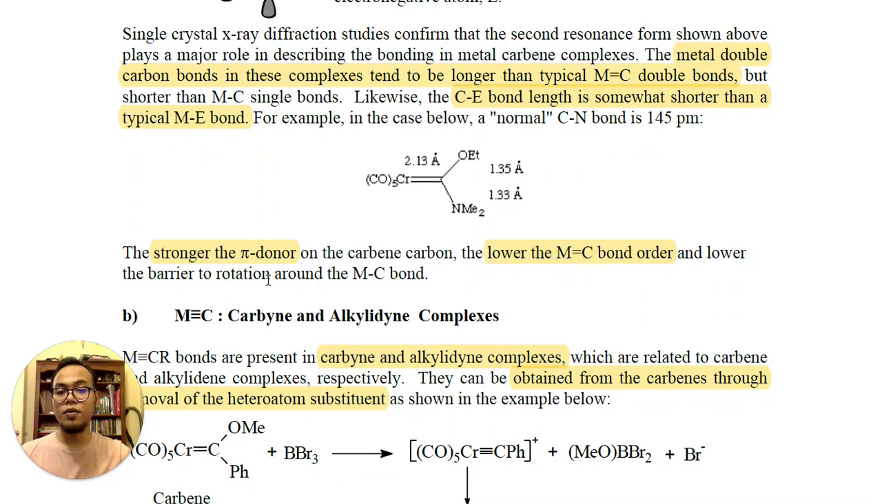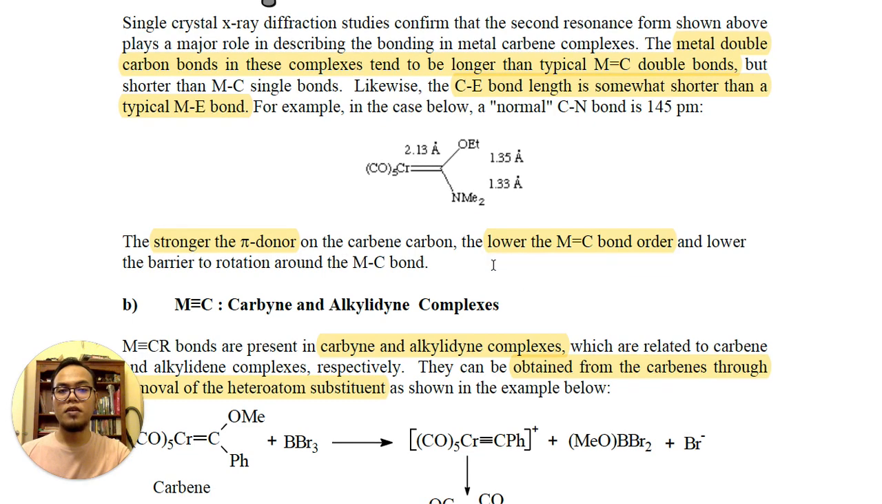The stronger the pi donor ligand on the alpha carbon of the carbene itself, the lower the M–C bond order. The stronger the pi donor atoms, the lower the M–C bond order, and thus the lower the barrier to rotation around the M–C bond. I hope you are clear with this. We have learned this before, on the relationship between bond order, bond length, bond strength, and the strength of your ligand. So we have seen the first part of carbene.